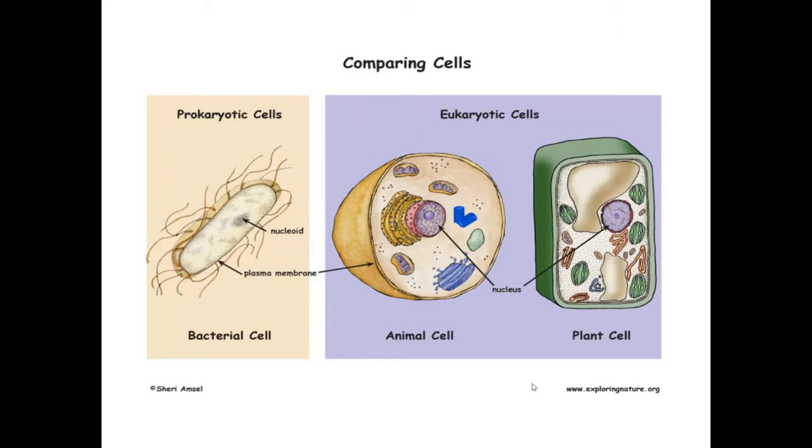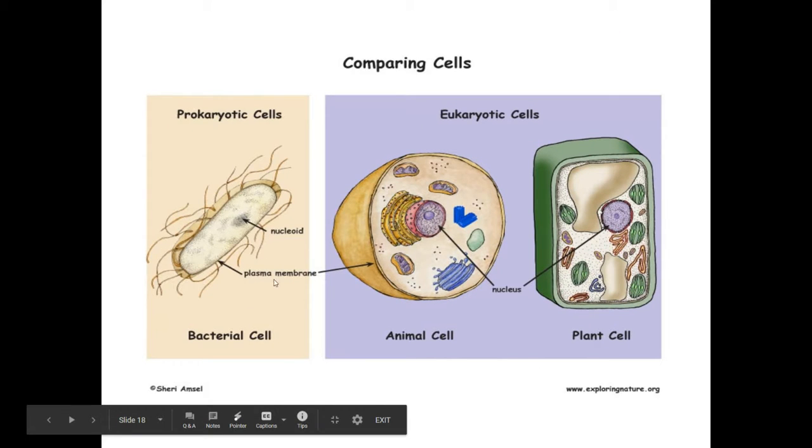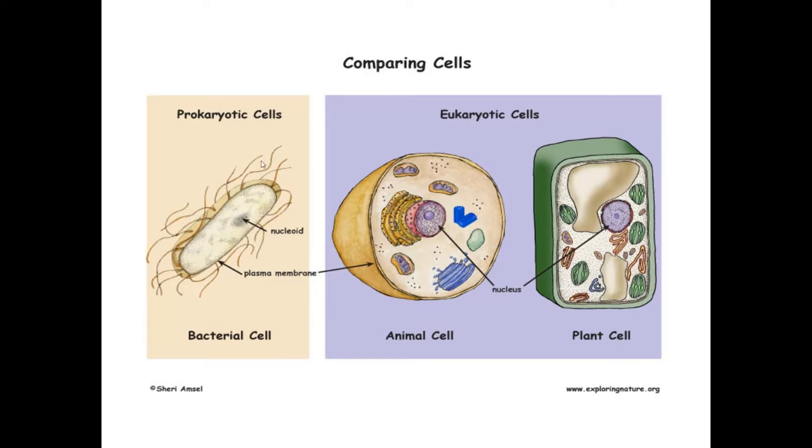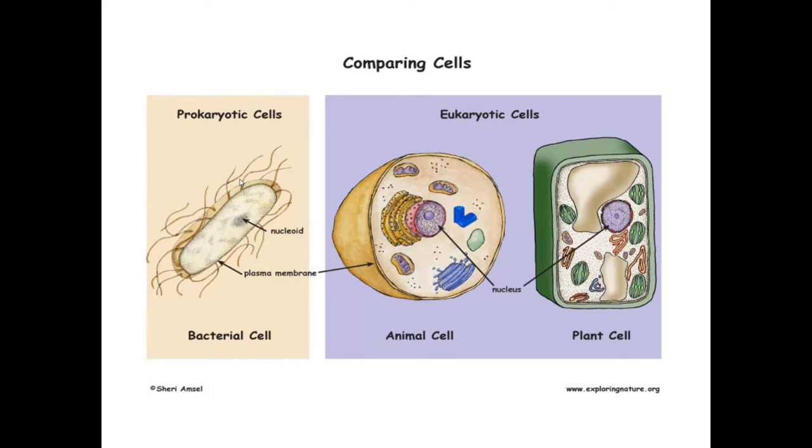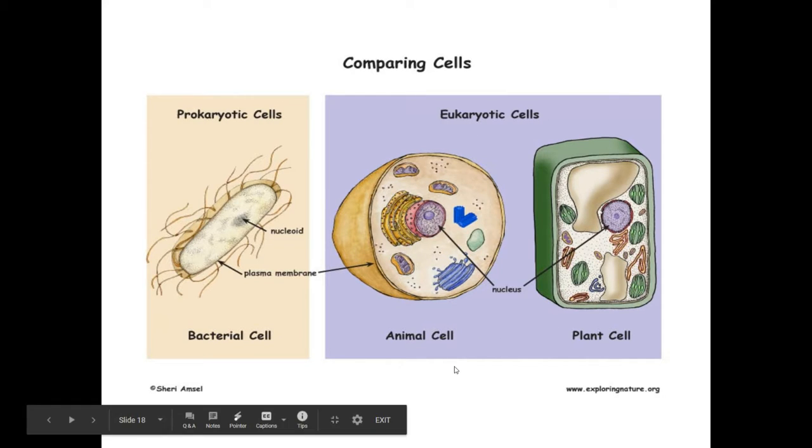Comparing the two cells, prokaryotic cells are only the bacteria cells. We have two bacteria kingdoms, archaebacteria and eubacteria, and those two kingdoms of bacteria would fall under the broad term of being prokaryotic cells. Everything else is going to be characterized as a eukaryotic cell.